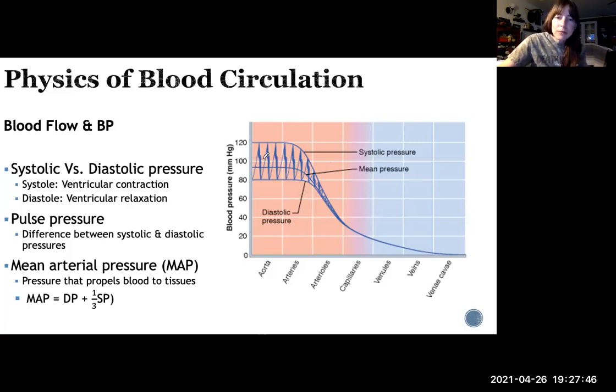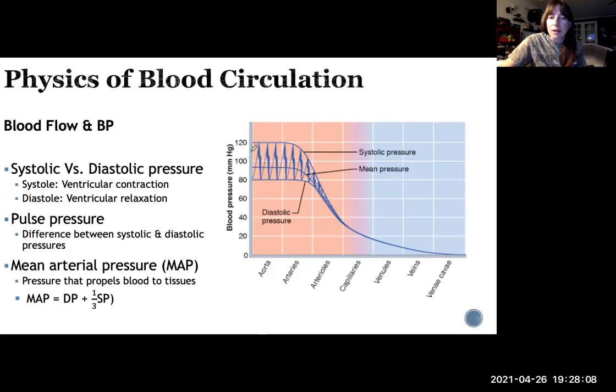So also note in this chart, very important, we're looking at blood pressure on the y-axis and the different blood vessels in order from the heart back to the heart. So from the aorta on the left through arteries, arterioles, capillaries, venules, veins, and the vena cavae.